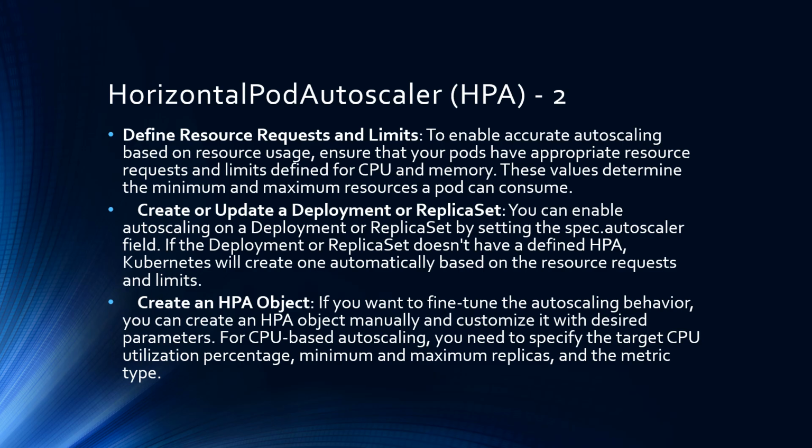Here are some crucial considerations. 1. Set appropriate minimum and maximum replica counts based on your application's characteristics. 2. Consider both scale-up and scale-down behaviors. 3. Test your autoscaling configuration under realistic load conditions. 4. Monitor your HPA's decisions to ensure they align with your expectations.